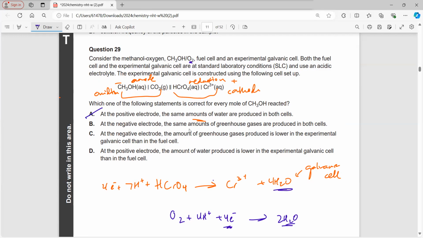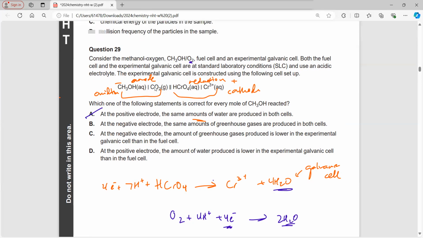At the negative electrode, the same amounts of greenhouse gases are produced in both cells. So I'd be inclined to say that this is correct, just because there's no difference. Since they both use an acidic electrode, there's no difference in the oxidation of methanol to form CO2 in the fuel cell and the galvanic cell. Because in the galvanic cell, it's getting oxidized to form CO2, and it's the same in the anode of a fuel cell. So I'm inclined to say this is right, but let's have a go at the other ones as well.